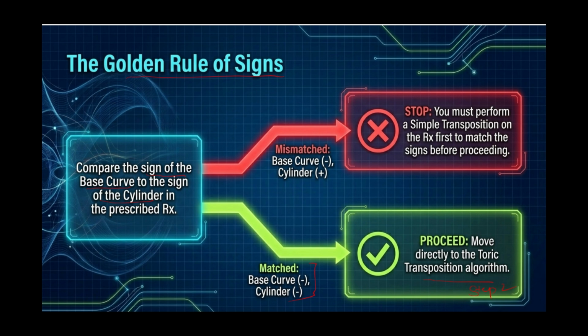What if they don't match? If there is a mismatch, then as I told earlier, we have to do a simple transposition and match the signs before proceeding to step 2. This is a very important step and we have to keep it in mind. Never proceed to do a toric transposition before we have achieved a matching of the base curve sign and the cylinder sign of our prescription.